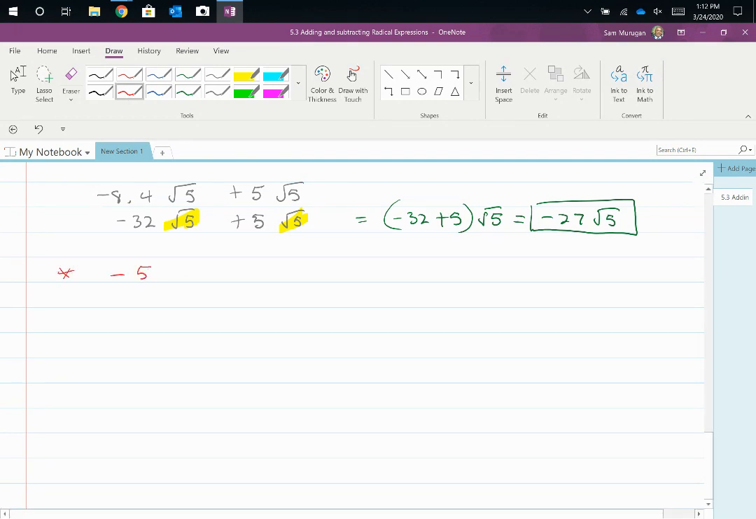Negative 5 square root of 125x minus 7 square root of 20x. So the radicals are obviously not the same, so we're going to go ahead and work on simplifying them. We're taking square roots, so this is 25 times 5x minus 7, and then 20 is 4 times 5x.